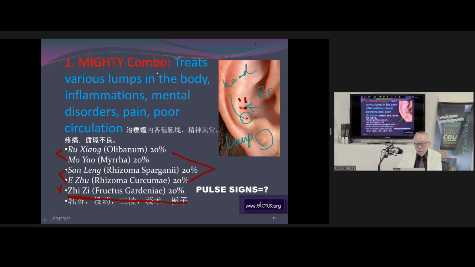Okay, my multi combo. Zizi is a red color, but it's a heat cooling herb, so it's good for clearing the heart fire. So what is the heart fire? It's mental disorder. This goes with the hook pulse. Remember in my pulse energy book, the hook pulse means the upper is very jumpy and the rest of them are kind of relatively low. The hook means heart fire.